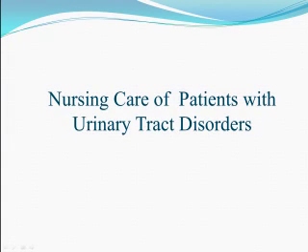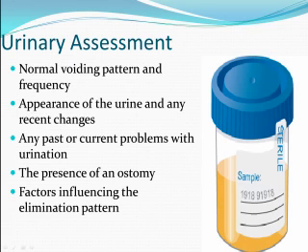Nursing care of patients with urinary tract disorders. Micturition, voiding, and urination all refer to the process of emptying the urinary bladder. Urine collects in the bladder until pressure stimulates special sensory nerve endings in the bladder wall called stretch receptors. This occurs when the adult bladder contains between 250 to 500 mL of urine.